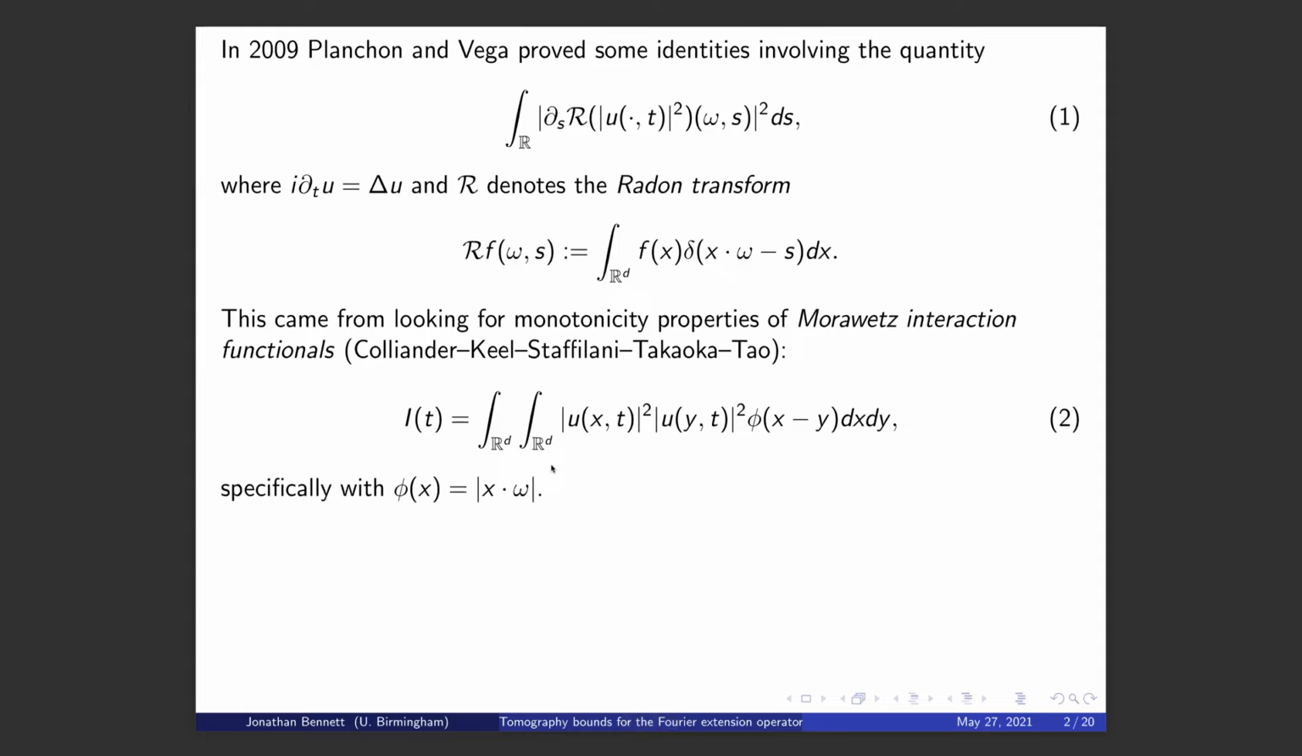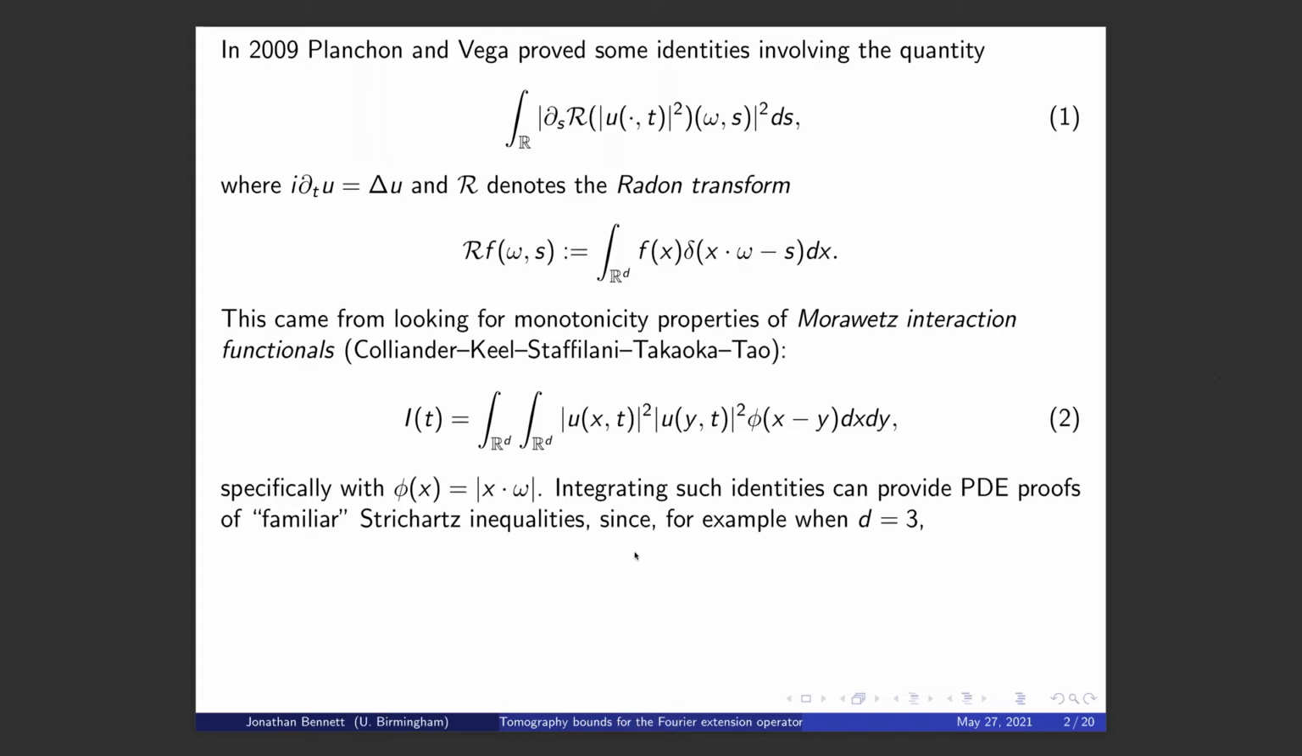So here, in particular, they were looking at the case where phi has a certain singularity in its derivative on the hyperplane perpendicular to the direction omega. And in calculating two derivatives of this quantity, looking for convexity properties, this quantity here involving the Radon transform naturally crops up. So it's sort of curious on one level, but it turns out that actually you can use estimates on expressions like this to give new proofs, PDE proofs, of some familiar Strichartz inequalities. So Strichartz inequalities that we would ordinarily prove using oscillatory integral methods.